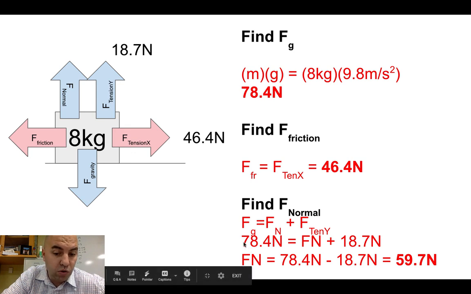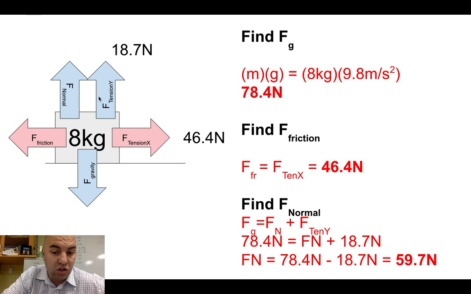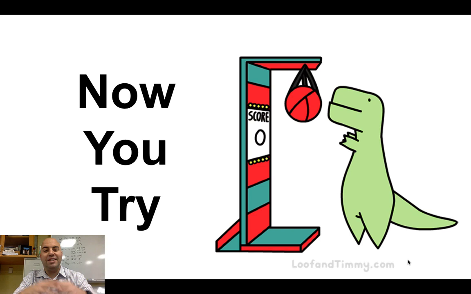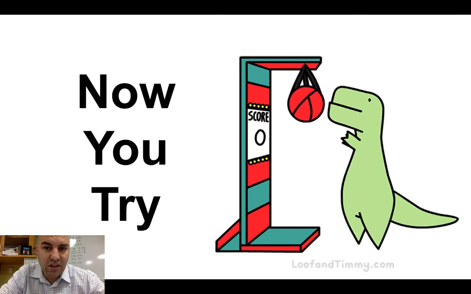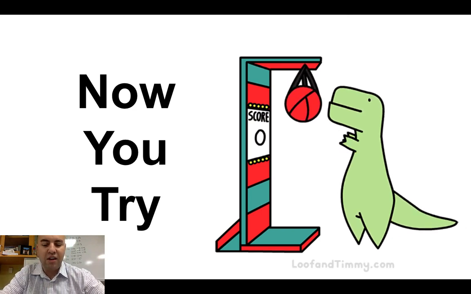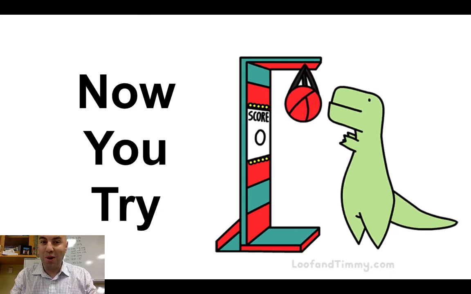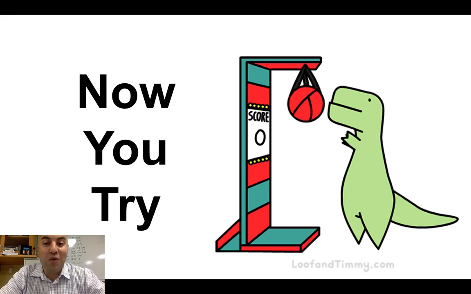Well, I know that the force due to gravity is 78.4 newtons. I know that the force due to tension in the y is going to be 18.7 newtons. And now I just need to solve for that normal force. Well, if I do the algebra, I end up with a normal force of 59.7 newtons. The idea is that you are using this to take the information that you know and then try to figure out the other things. It's kind of a puzzle, but I know you can do it. Let me know if you have any questions.